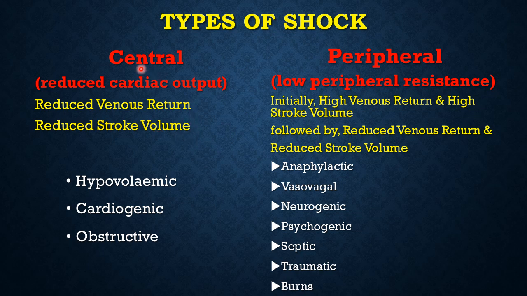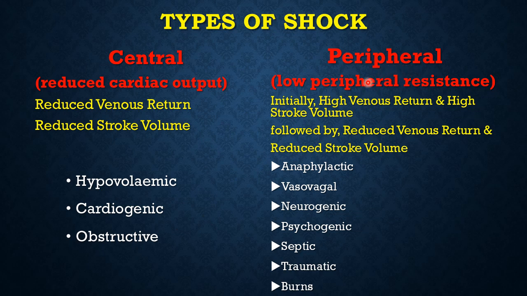Two main types of shock, central shock and peripheral shock. Central shock is primarily characterized by the reduced cardiac output. Peripheral shock is characterized by low peripheral resistance. The reduced cardiac output may be the result of reduced venous return or reduced stroke volume, and this is seen in hypovolemic, cardiogenic, and obstructive types of shock.